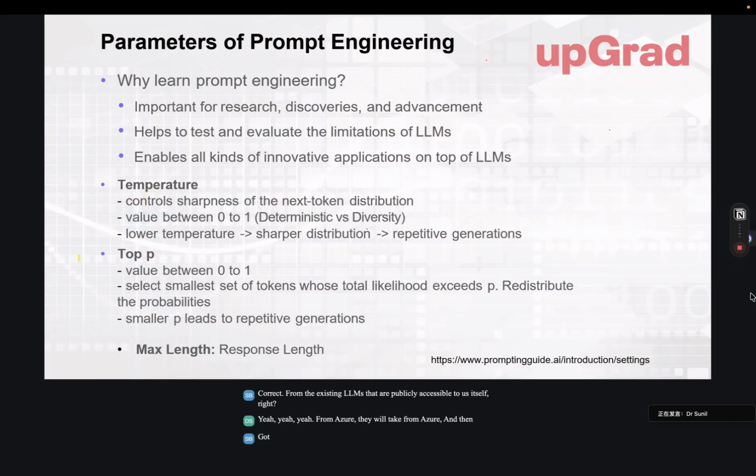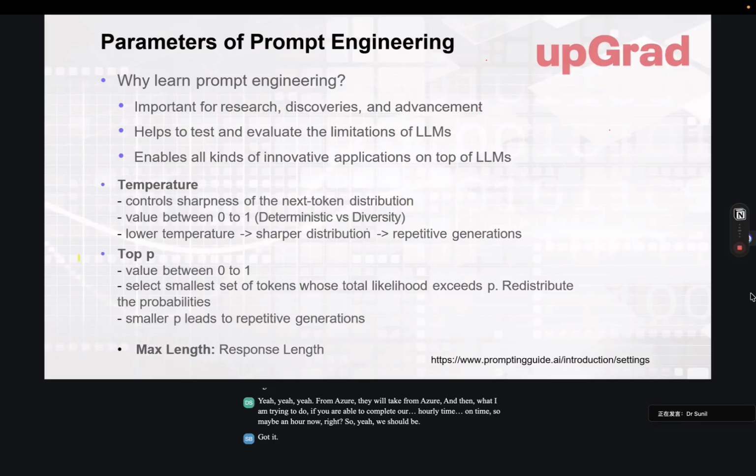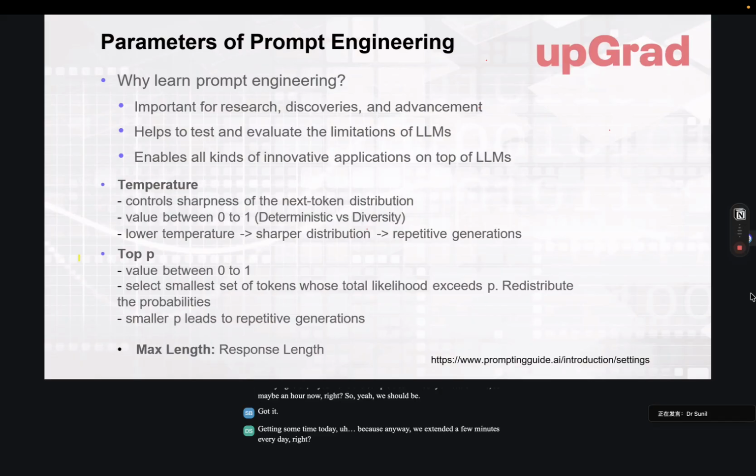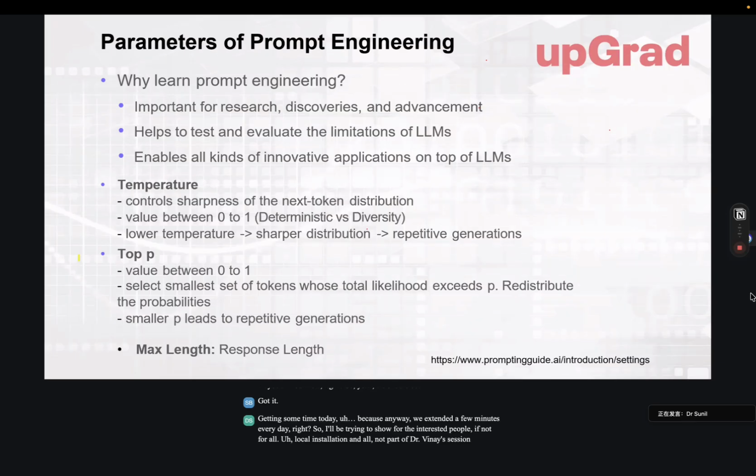Got it. What I am trying to do, if you are able to complete on time, so maybe an hour now, right? So yeah, we should be getting some time today. Because anyway, we extended a few minutes every day, right? So I'll be trying to show for the interested people, if not for all. Local installation and all not part of Dr. Vinay's session. It is more of getting into Azure, then making you comfortable there, and then get into that.